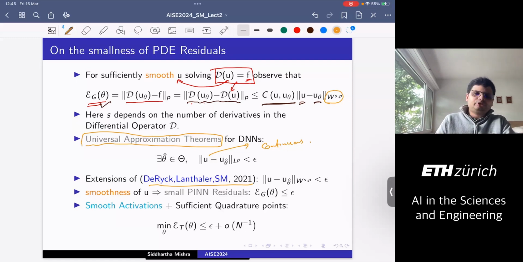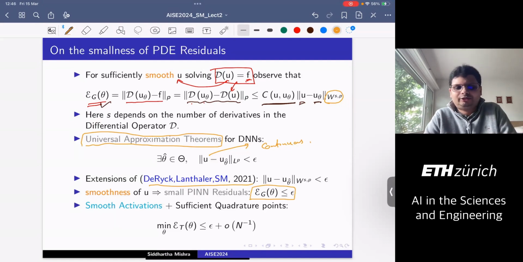So because the solutions of the PDE are in some sense smooth, and because neural networks are universal, they can approximate any function, it automatically means that there exist neural networks such that the PINN residual is going to be small, okay? Which is what we wanted, right? We wanted this PINN residual to be as small as possible so that we are not solving a vacuous problem.